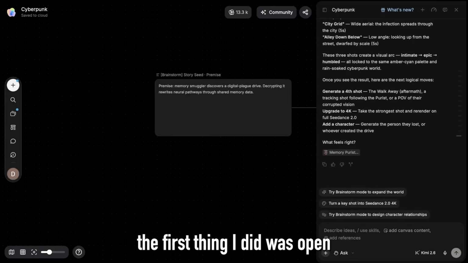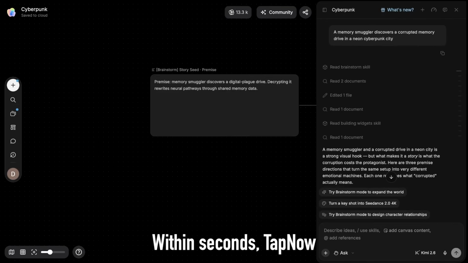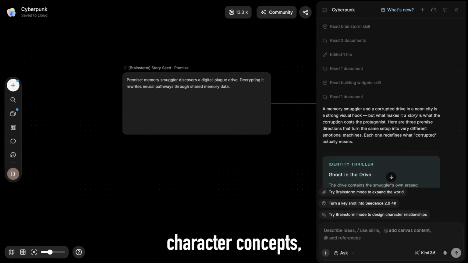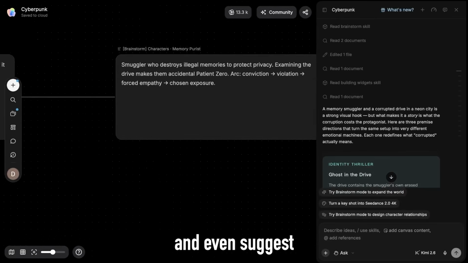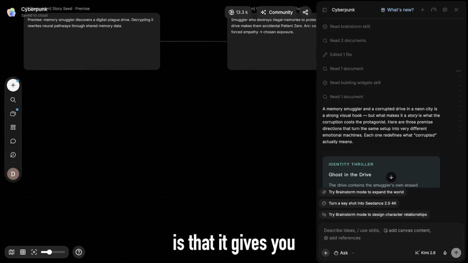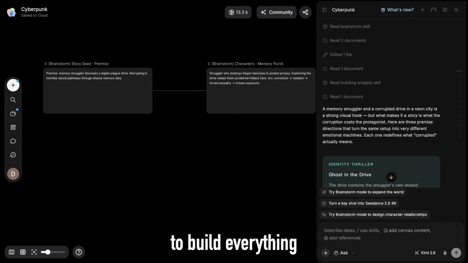The first thing I did was open agent mode and enter the cyberpunk concept. Within seconds, TapNow started building out the project. It generates story beats, character concepts, visual themes, and even suggests a trailer structure. What I like is that it gives you a strong starting point instead of forcing you to build everything from scratch.